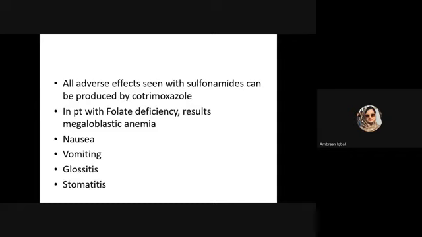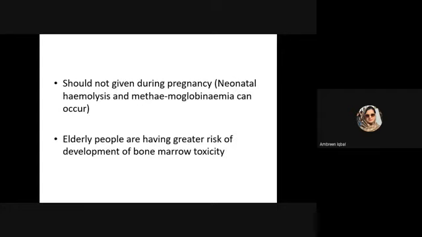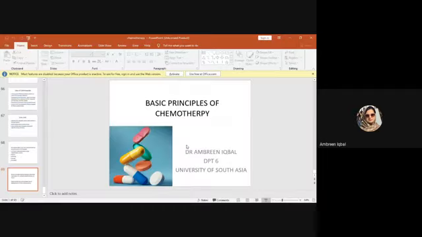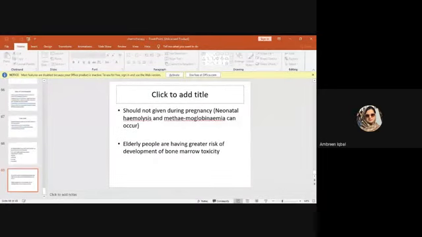All the adverse effects seen with the sulfonamides can be produced by cotrimoxazole. In patients with folate deficiency, it results in megaloblastic anemia, along with nausea, vomiting, glossitis, and stomatitis. This should not be given during pregnancy. Elderly people are at greater risk of development of bone marrow toxicity. So this was all about the basic principles of chemotherapy, then about sulfonamide, trimethoprim, and cotrimoxazole.